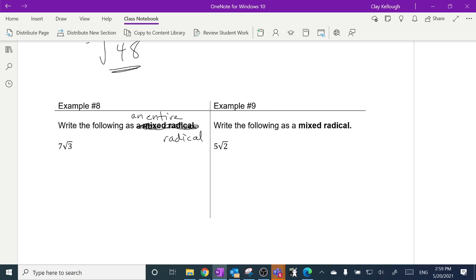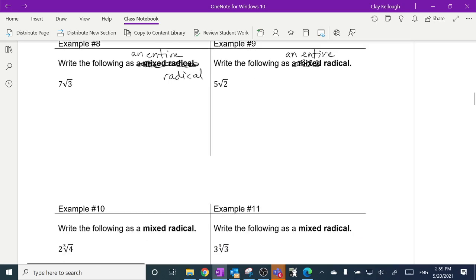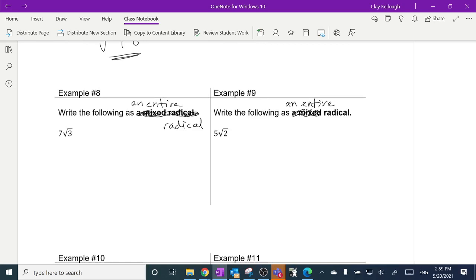I guess I didn't need to wipe out the word radical. An entire radical. Okay, sorry about that. And I think, are the next two, do they have that problem too? You bet they do. Okay, we'll fix them in a minute. First, let's solve this. If the 7 is outside of the radical bracket right now, what was it back when it was inside the bracket? Well, it was 7 squared. What's 7 squared? It's 49.